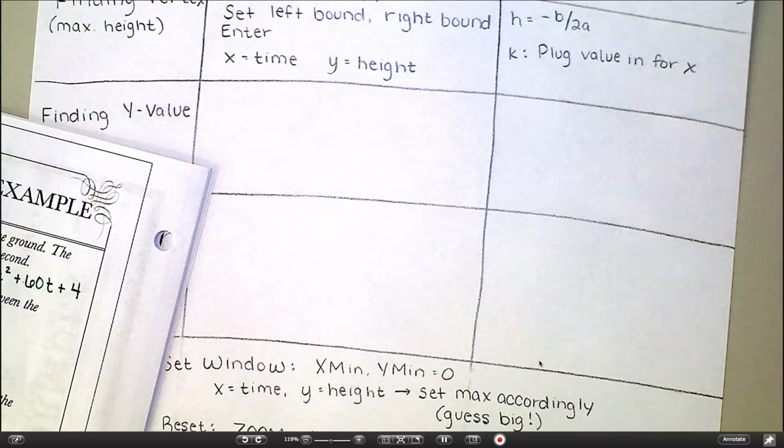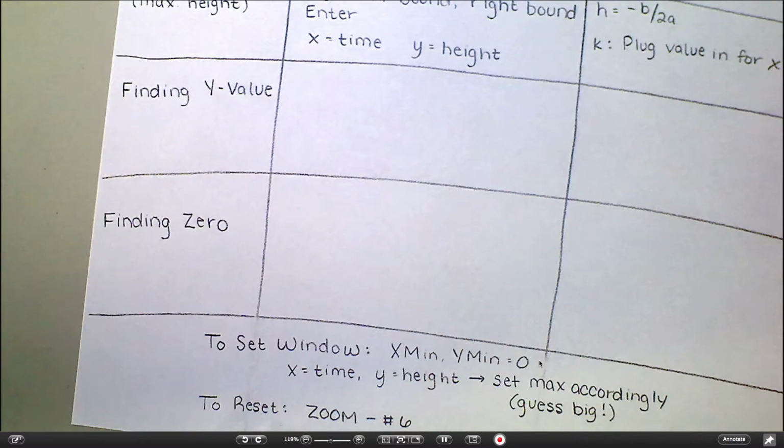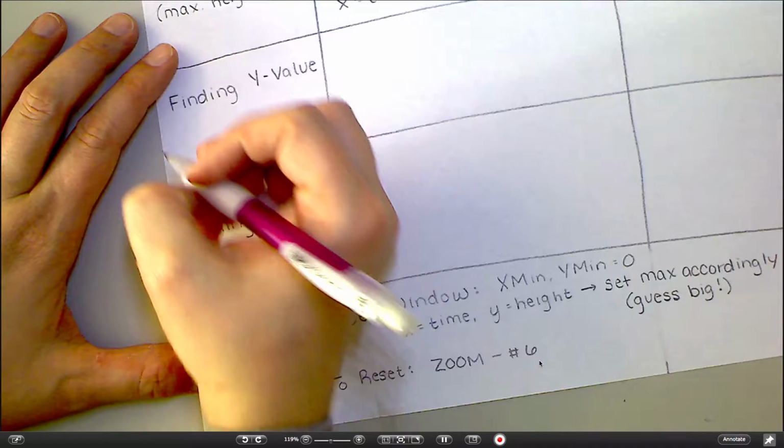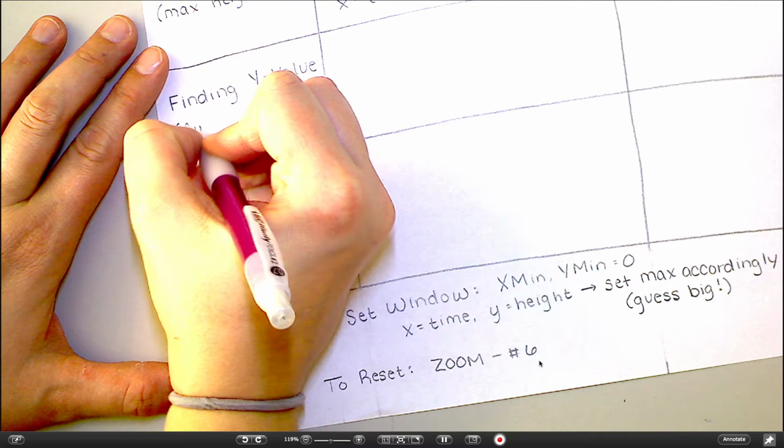How are you feeling on that? That's probably the most complicated one. Okay, let's talk about finding a Y value, which is what's going to happen if it asks you to find the height at a given time.